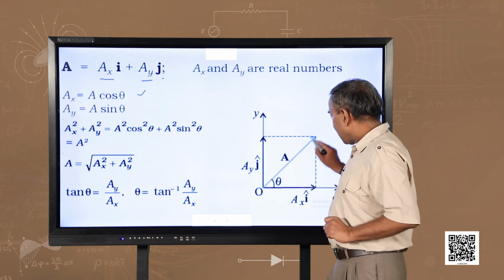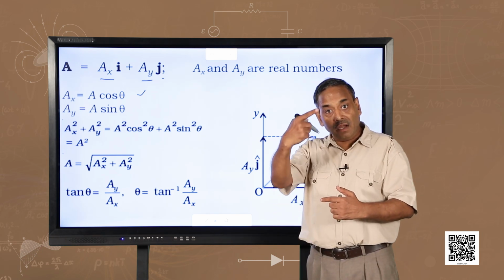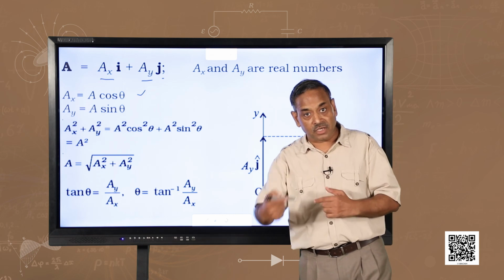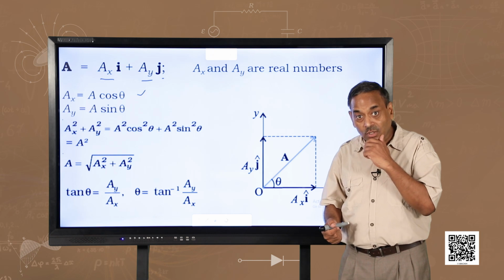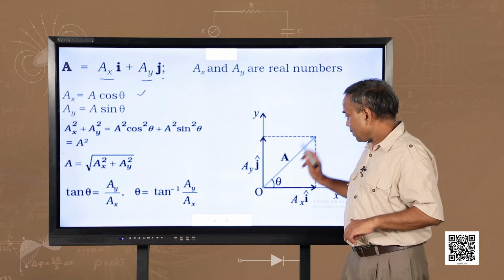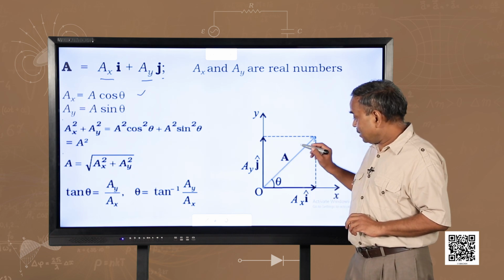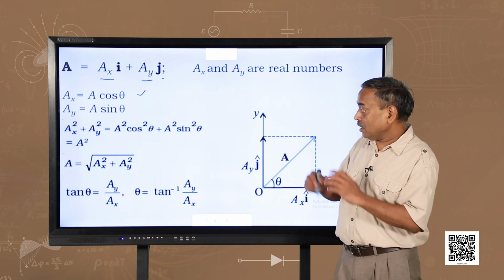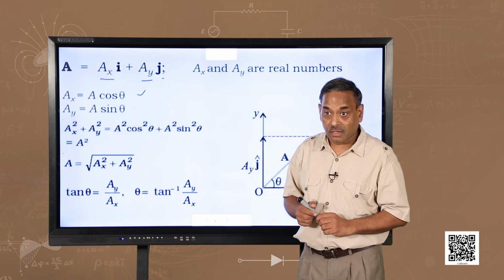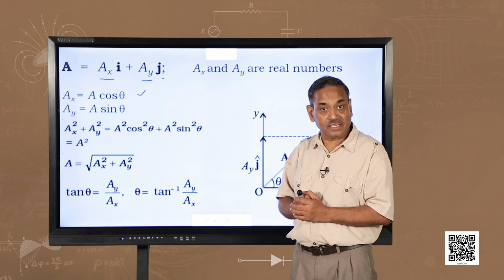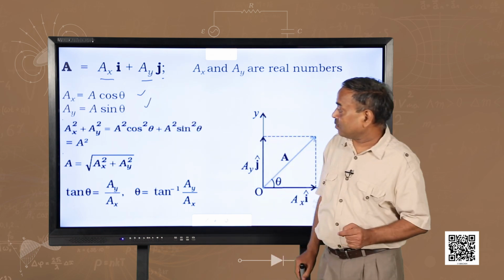What is cos theta in this diagram? Base divided by hypotenuse. Base divided by hypotenuse means Ax divided by A, means Ax is equal to A cos theta, right. Similarly, what is sin theta? Ay divided by A. So Ay is equal to A sin theta. Very simple, a simple trigonometric relation. This is how you are able to resolve it.